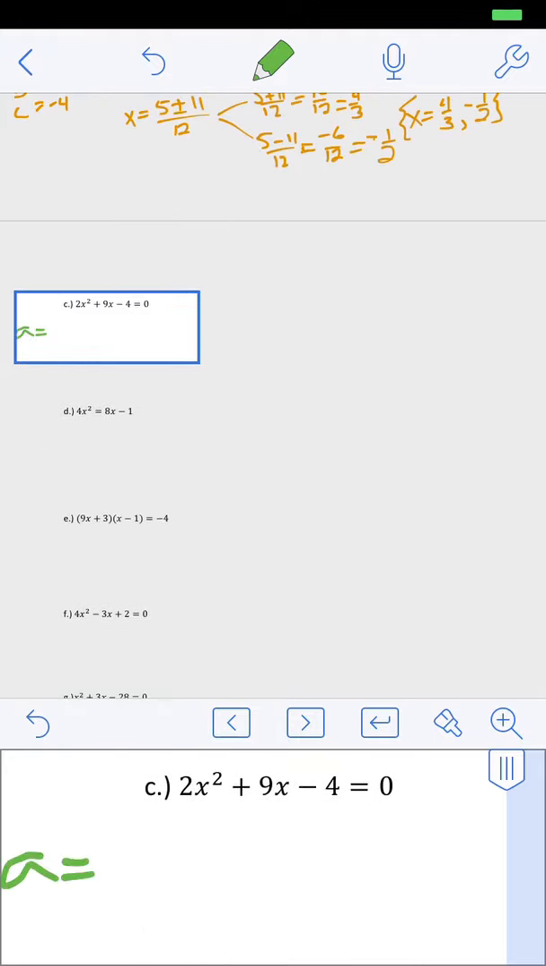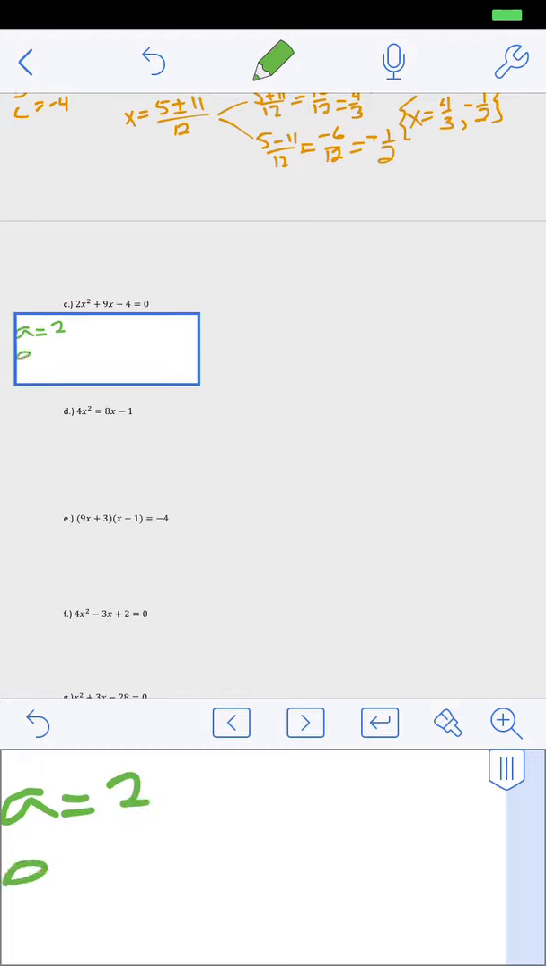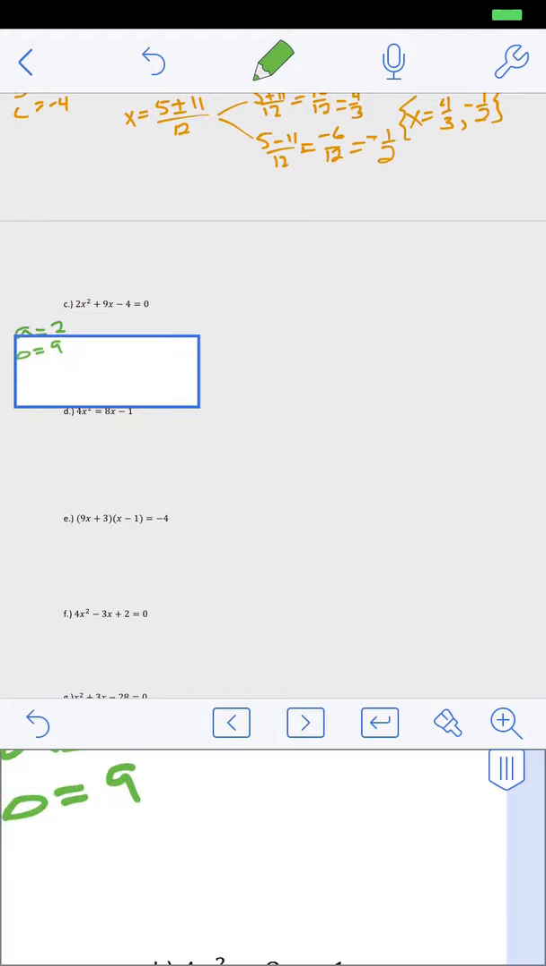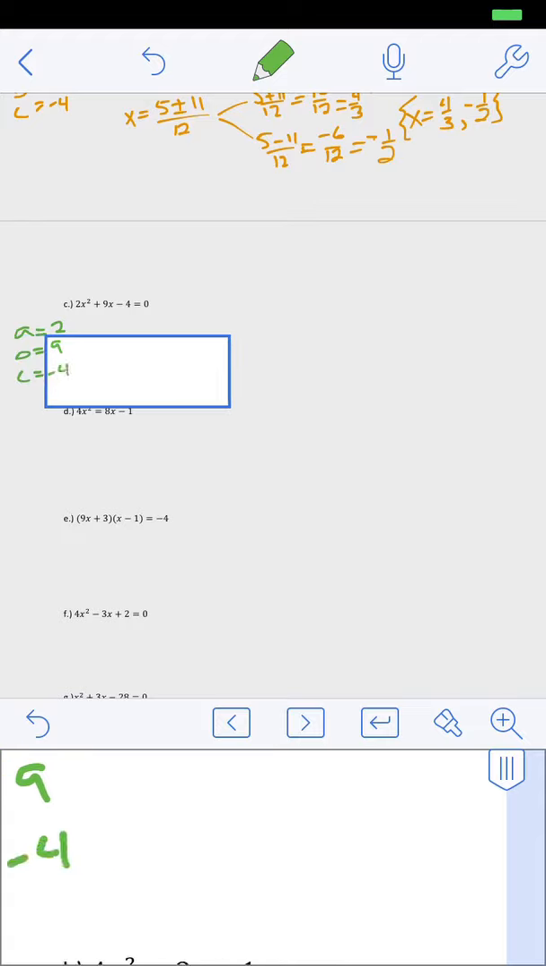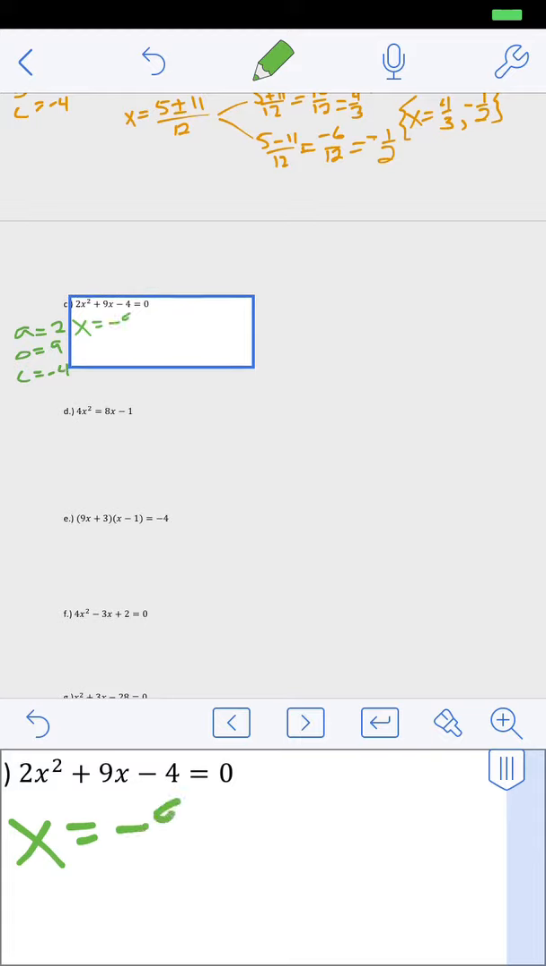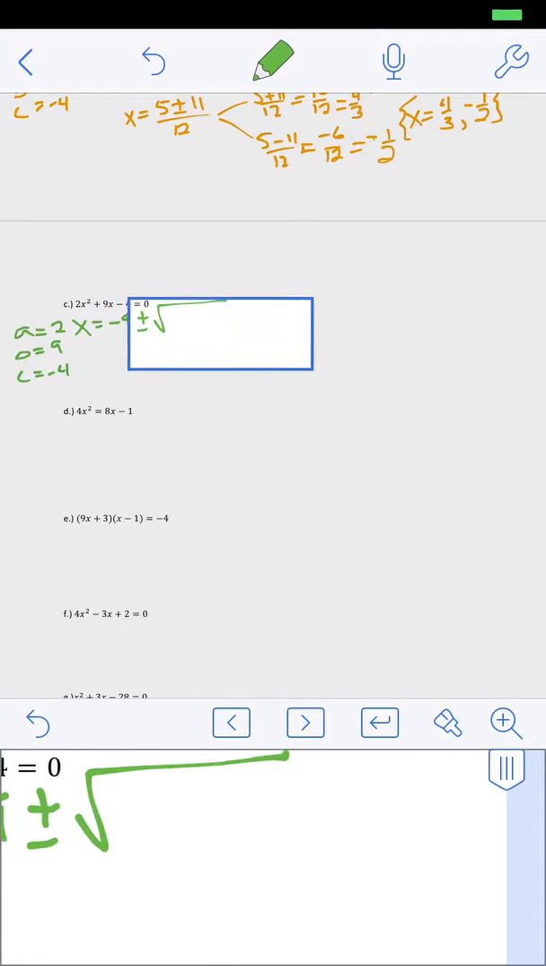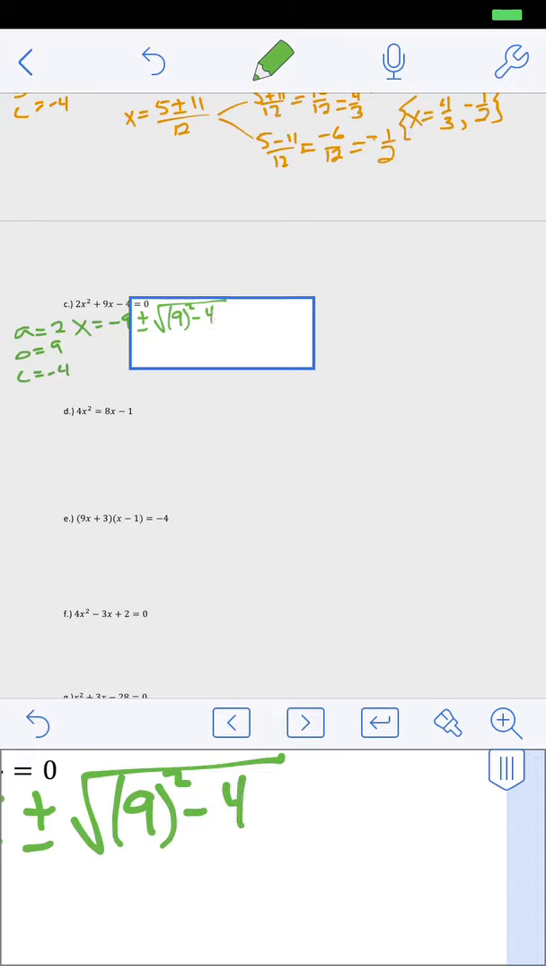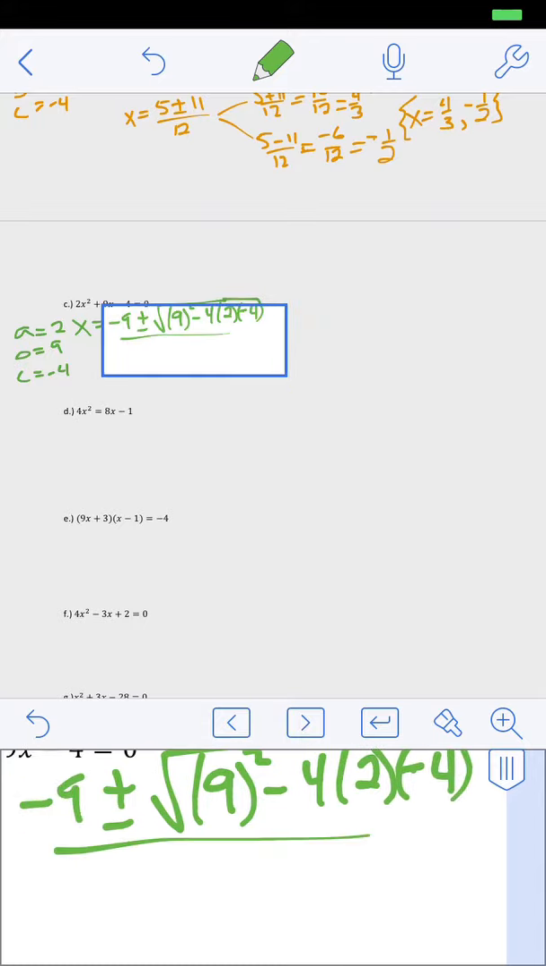So a here is equal to 2. B is equal to 9. C is equal to negative 4. I know x is equal to minus b, so minus 9, plus or minus the square root of b squared, 9 squared, minus 4 times 2 times negative 4. If you drop those negatives, that could be a problem, so watch out for that. All over 2 times 2.